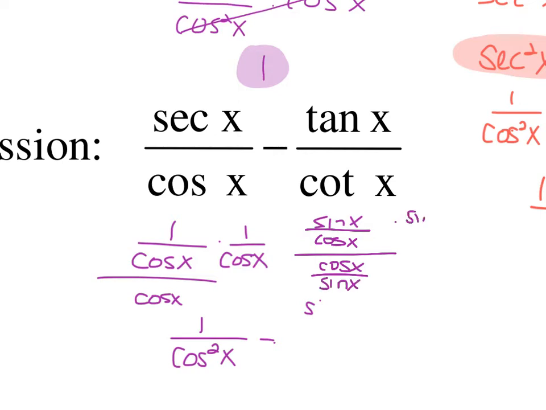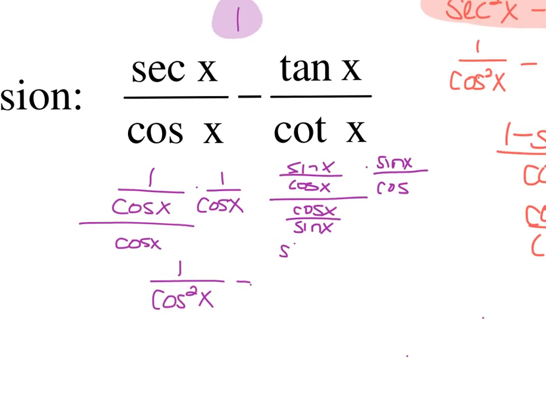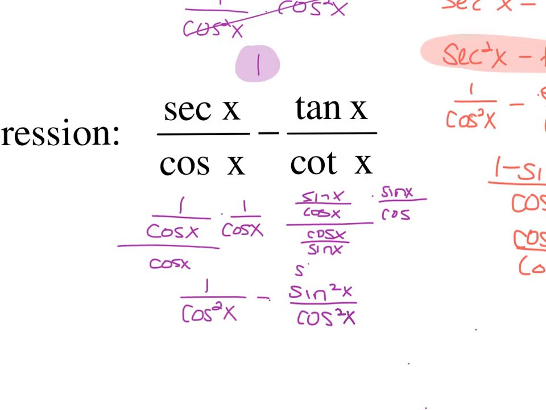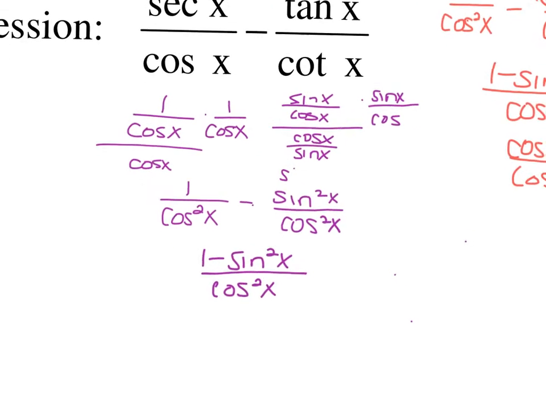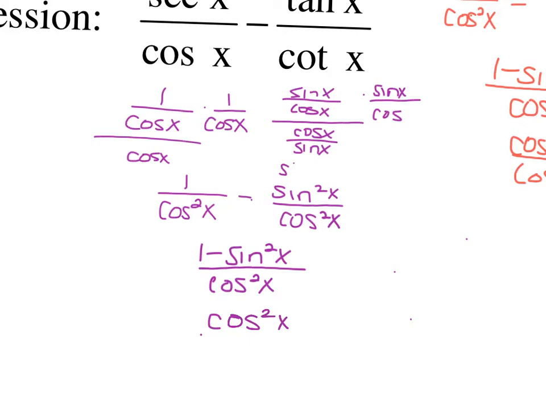So when you flip it, so keep, change, flip there. Okay. And then you're here. And then combine them together? Yeah. And then 1 minus sine squared is, right, cosine squared. Is that what you did? Yeah. And then that's 1.